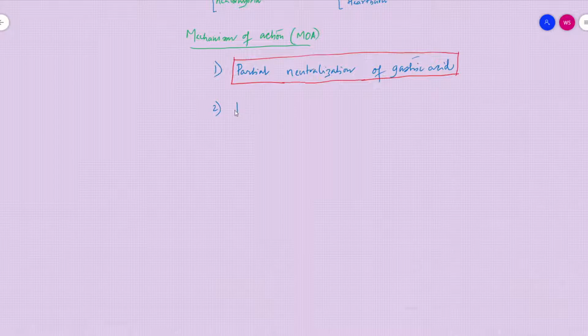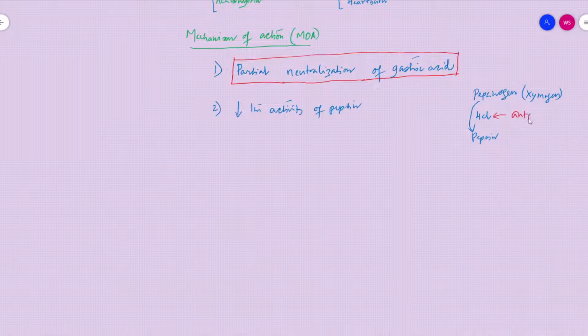Okay? So they decrease the pepsin activity. So let's write it properly. They decrease the activity of pepsin. So we said pepsin needs a pepsinogen. So pepsin is produced as a zymogen. Pepsinogen is the zymogen, the inactive form, and that is activated to pepsin by HCl. Okay. So antacids, what do they do?